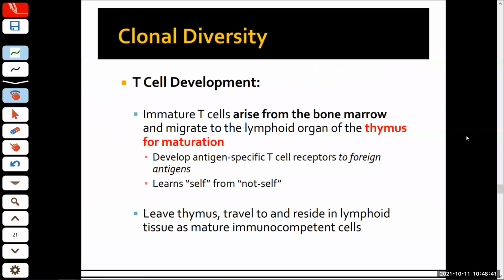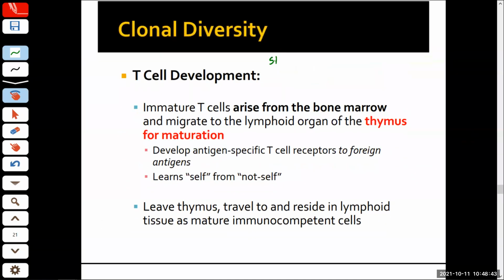T cells, they're going to start at the bone marrow. All of your blood cells start from your bone marrow, but they're going to mature at the thymus. What's a thymus?